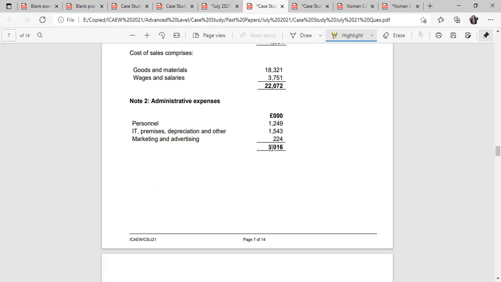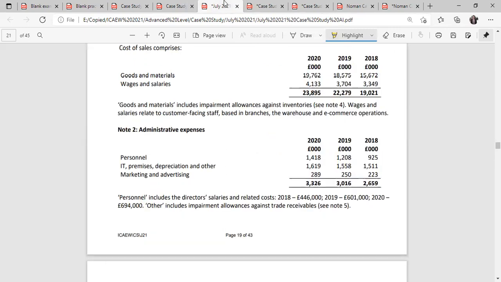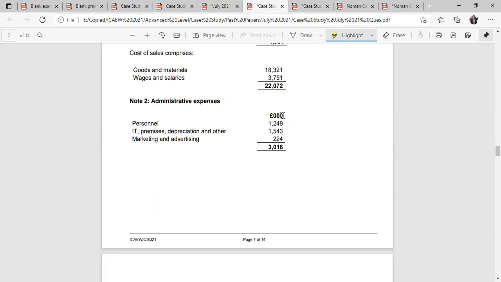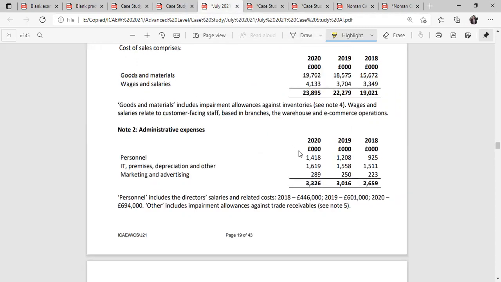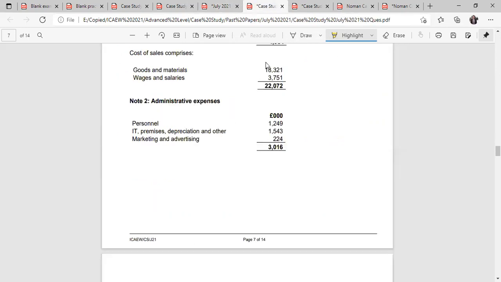So in total, that is 3016 in your real exam, but it was 3326 in your advanced information. We have 1418 for personnel in advanced information, but it is 1249. We have 1543 for IT in advanced information, but we have 1619 for IT in the exam paper. We have marketing and advertising 289, but we have 224. A small change in marketing and advertising, but some changes in personnel and IT.